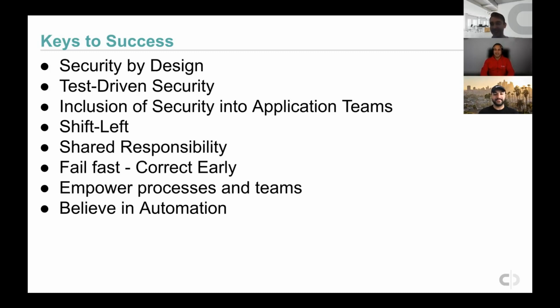Exactly. And this goes into empowering processes and teams. Same thing. Because you're failing fast, you're taking less pressure off the teams, right? And this is the firm belief in automation. You let the automation do what it's supposed to do. Automate.